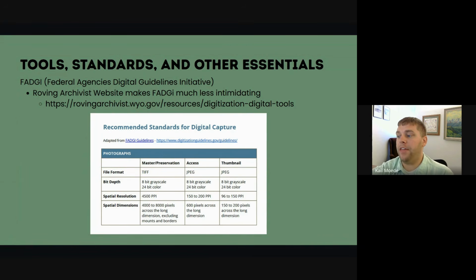Your TIFF file, that master or preservation file, is a much bigger file. So here in a second, we'll talk about digital storage. That's another thing that you have to take into account: you could have 10 TIFF files that take up a gigabyte, or you can have 40 JPEGs that take up a gigabyte. So it just depends on what you're trying to do with the material, what the end goal is when you're evaluating and making those plans at the very beginning.